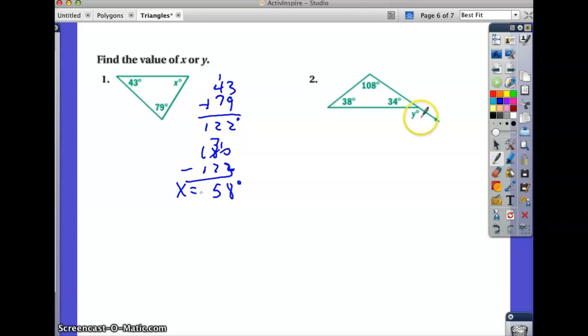Okay, now you have an exterior angle. Well, the interior is 34, and you know that the exterior and the interior have to add up to 180. So 180 minus 34, 146 degrees. So y is 146 degrees.